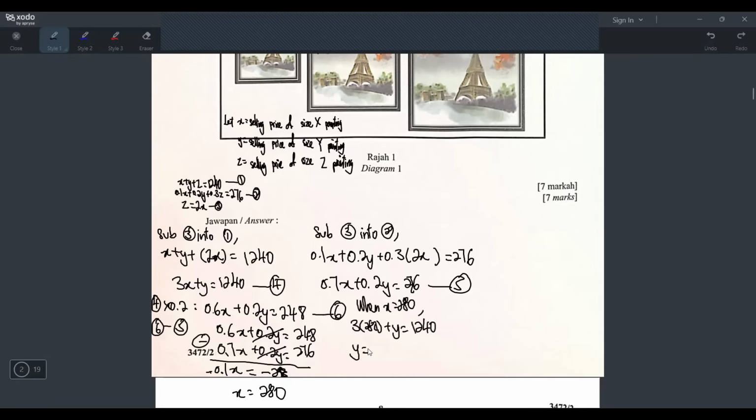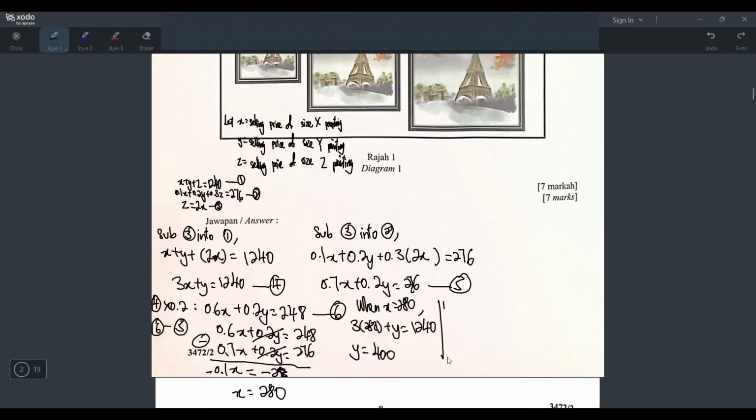Just press 1240 minus 3 times 280. Okay, my calculator give me 400. So that's gonna be the Y answer. Okay, now the only thing left is to find Z answer. Now you can sub inside the equation that has three variable. Equation 1, equation 2, or equation 3 lah. But if you ask me, equation 3 is the easiest one to sub, right? But actually, if you sub 1 also, you will get the same answer one, right?